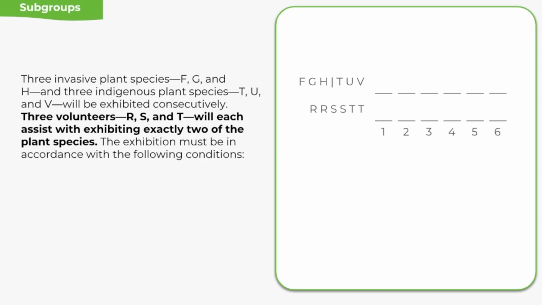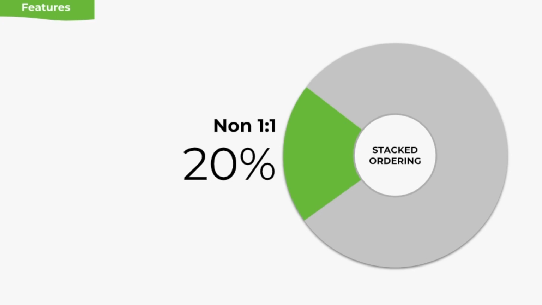You're just going to use multiple rows, but now one of those rows is going to have different kinds of characters to keep track of as you go. So the next feature to consider is those stacked ordering games where you have a non-one-to-one correspondence. This one's got a little bit more frequency: 20% of stacked ordering games have a non-one-to-one correspondence type structure.